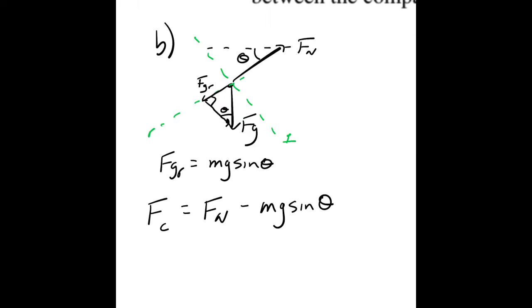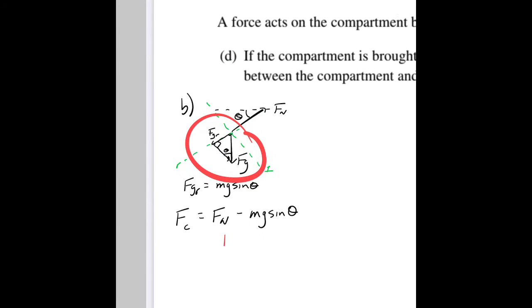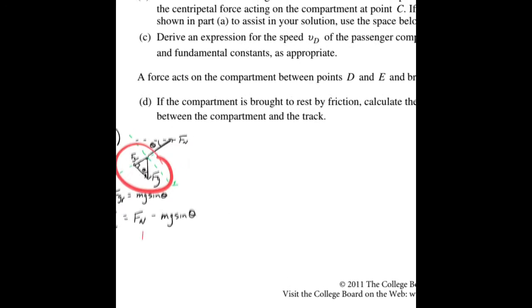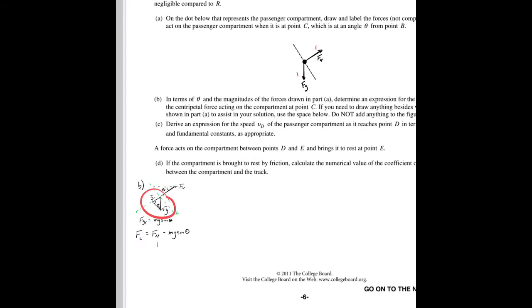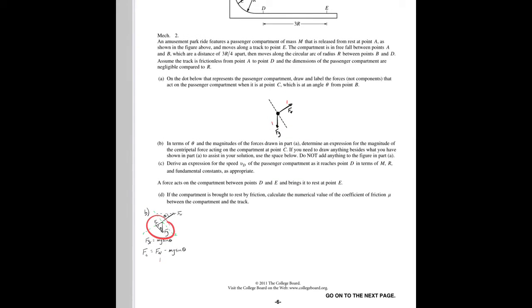So this part B was 1 point, and you get 1 point for the correct expression of those forces. The hard part here is obviously getting it split into components. Just make sure that you've got that angle in the right spot. All right. Part C says derive an expression for the speed of the passenger compartment as it reaches point D in terms of m, r, and the fundamental constants.